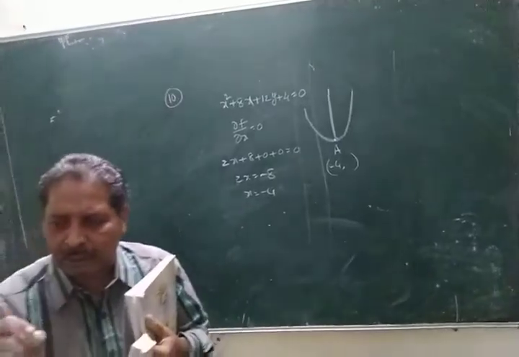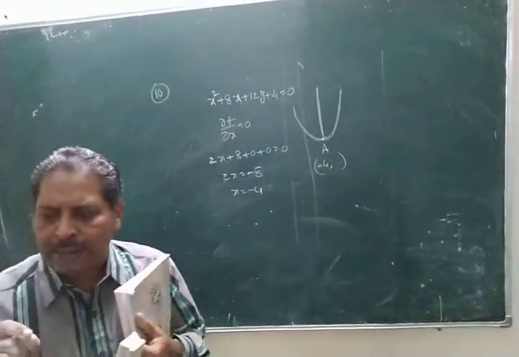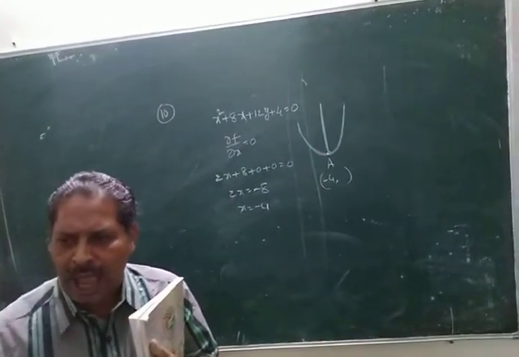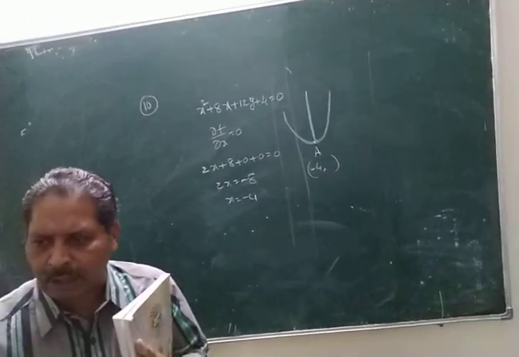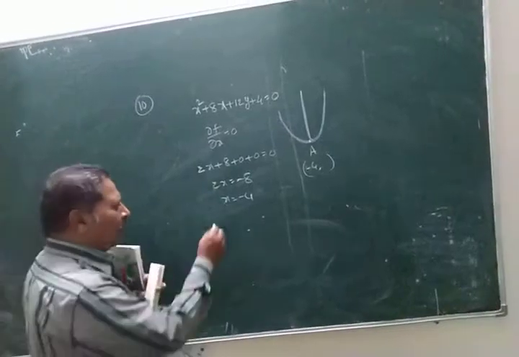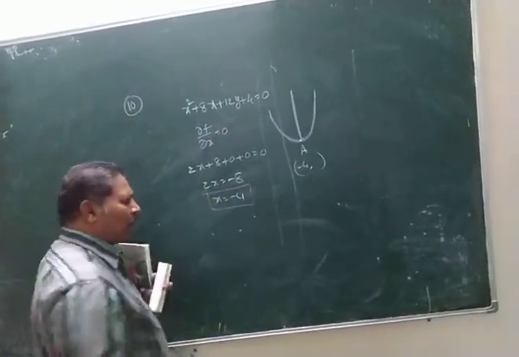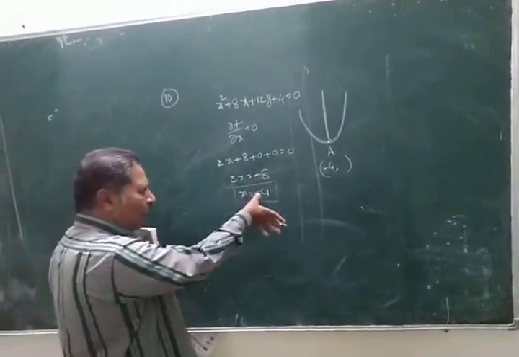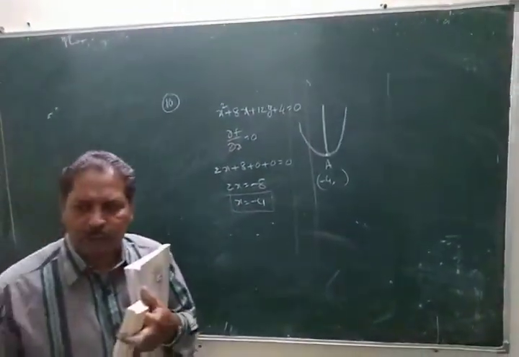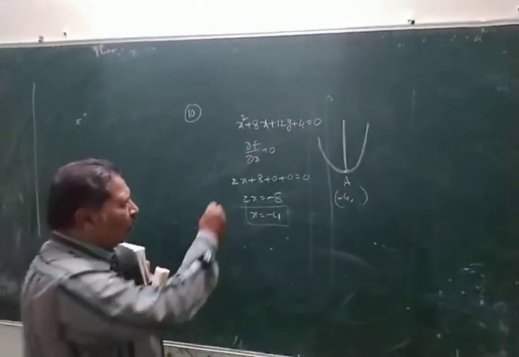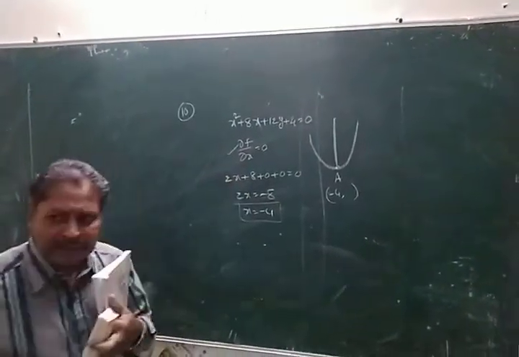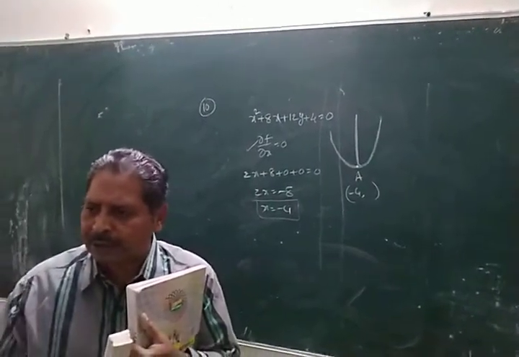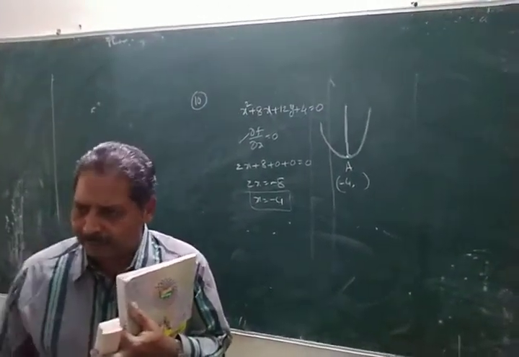Suppose the given question is to find the equation of the axis. This is the answer: the equation of the axis is x equal to minus 4, that is x plus 4 equal to 0. So dou f by dou x equal to 0 is the equation of the axis line.